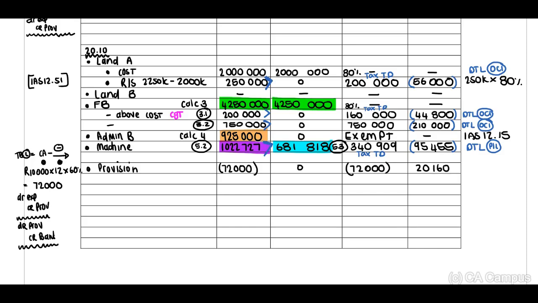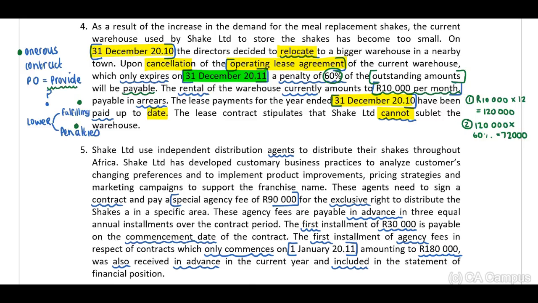20,160. Now, is this a taxable or deductible temporary difference? Carrying amount of the liability exceeds the tax base. Therefore, this will be a deductible temporary difference. And this will be a deferred tax asset through our profit and loss. Let's refer back to our given information. We can now tick off number 4.